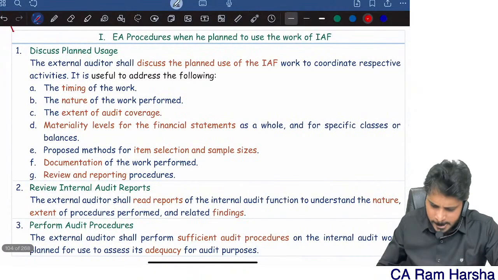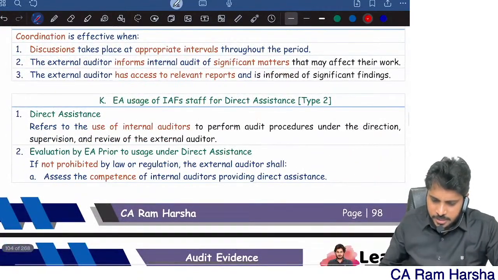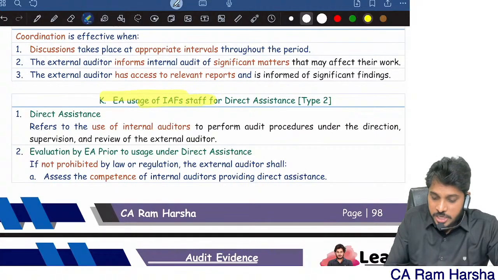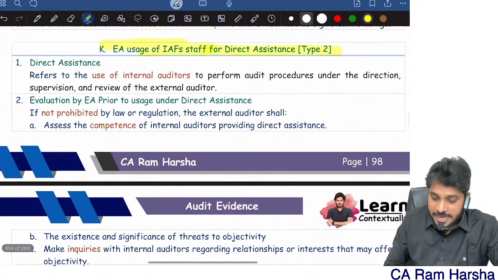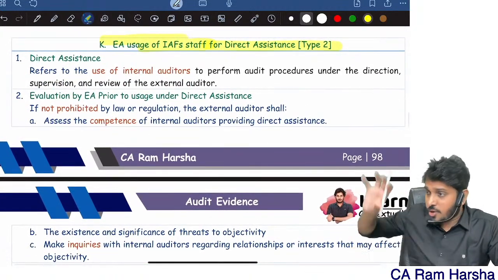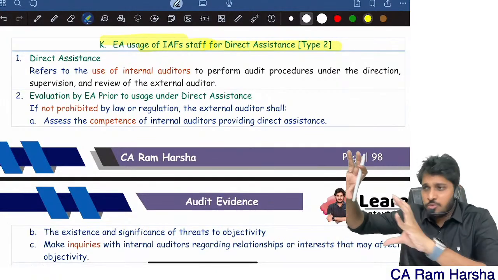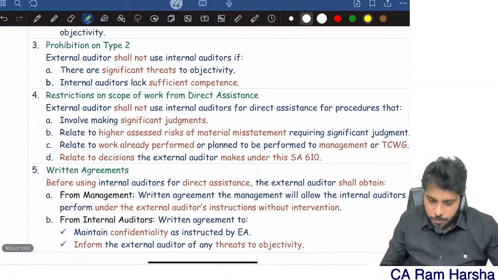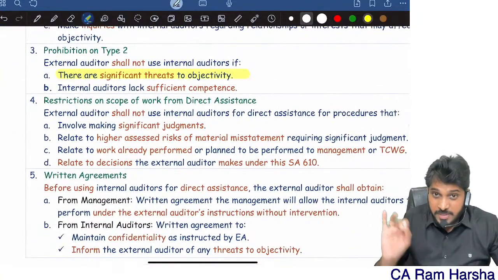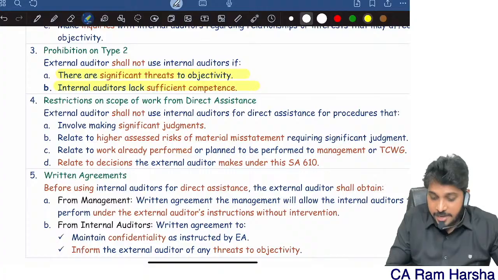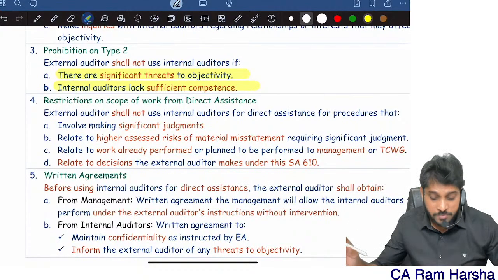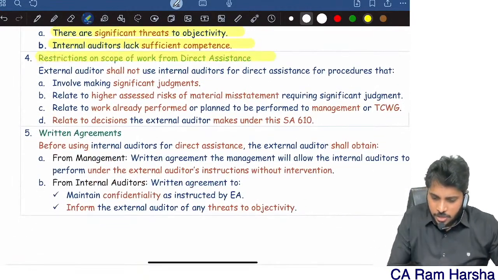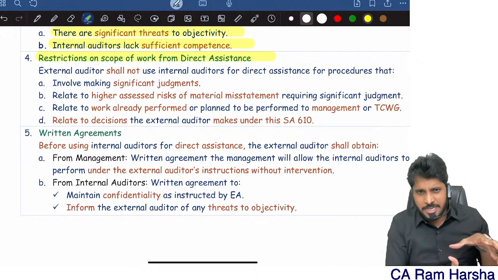Okay, then the external auditor's usage of IAF staff for direct assistance. Direct assistance means what? Some 2 or 3 members from the internal audit department will come into my team and we will work along with them. So prohibition: if there are threats to objectivity and if they are lacking competence, I will not use them for direct assistance.